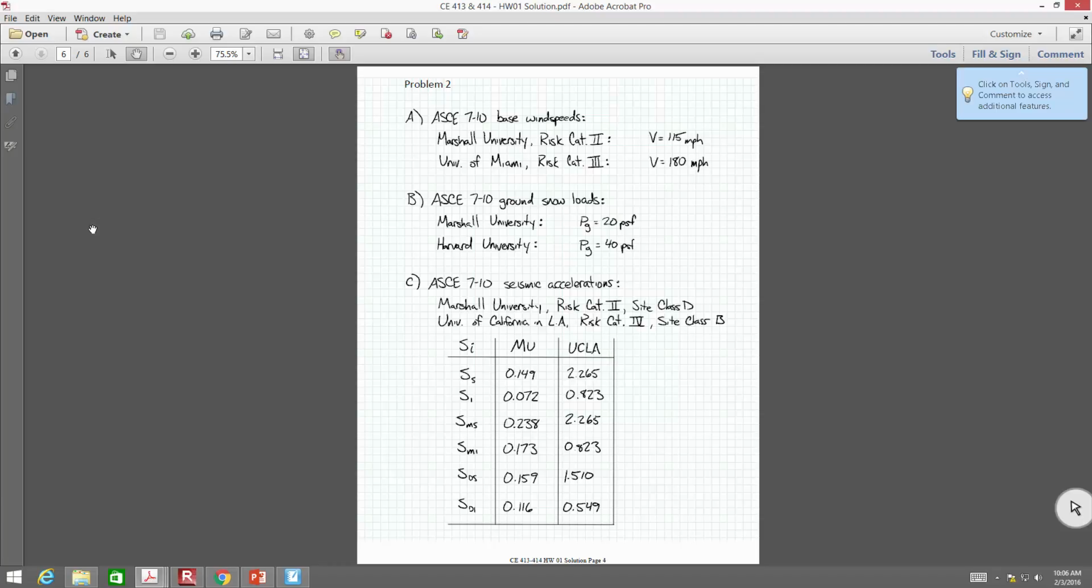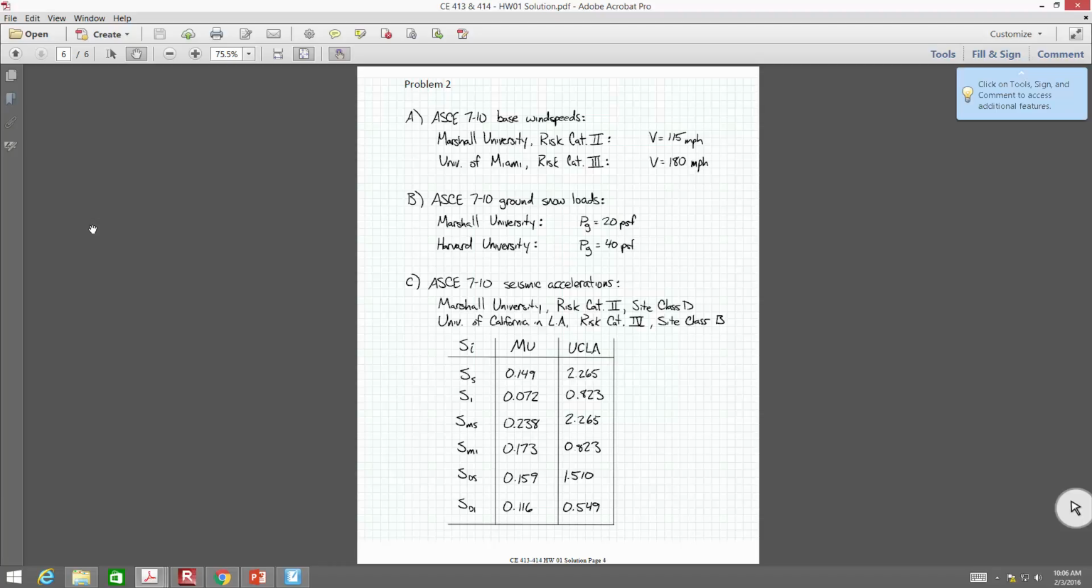Seismic accelerations: we've got Marshall's seismic accelerations and then the ones out at UCLA. Those are larger, obviously, because we're in a more significant hot spot for earthquakes. Just a real quick explanation of what these values mean: keep in mind we're talking about the fraction of acceleration due to gravity. If any of these values were 1, it would be like taking the building and literally picking it up and standing it like this and designing the whole building as a cantilevered beam. That's a gravity of 1, okay? So 0.149 is about 14.9% of gravity acting this way.